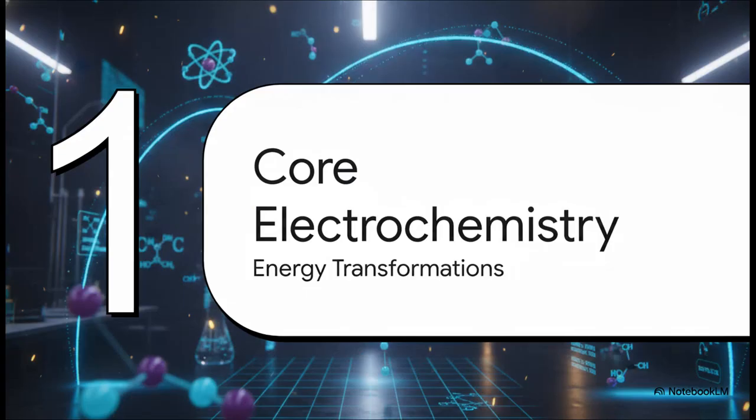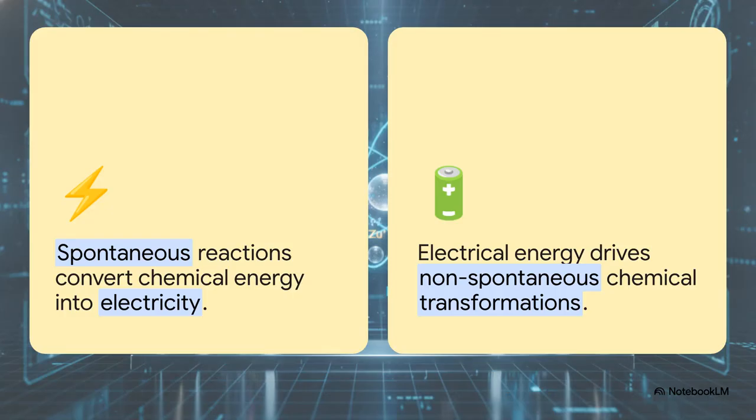Section 1, the core of electrochemistry. Let's start with the absolute foundation, which is basically the logic of how chemical energy and electrical energy interact. Now, this perfectly illustrates the two fundamental pillars of our whole subject. On one side, we have galvanic or voltaic cells. Think of these as the generators. They take spontaneous chemical reactions and convert that released energy directly into electricity.